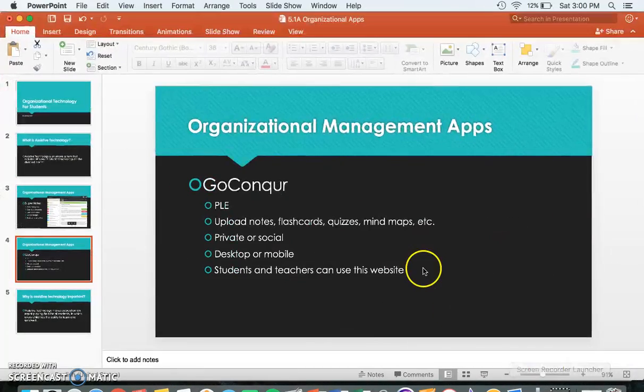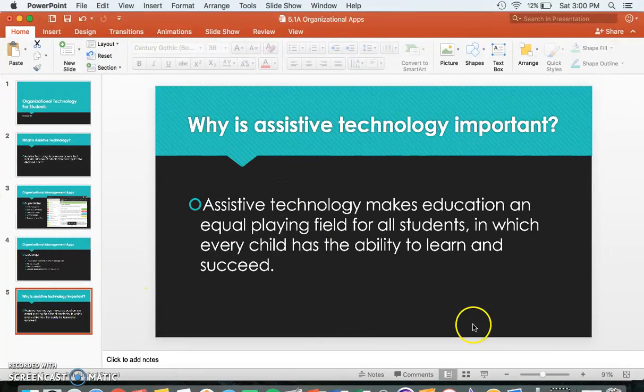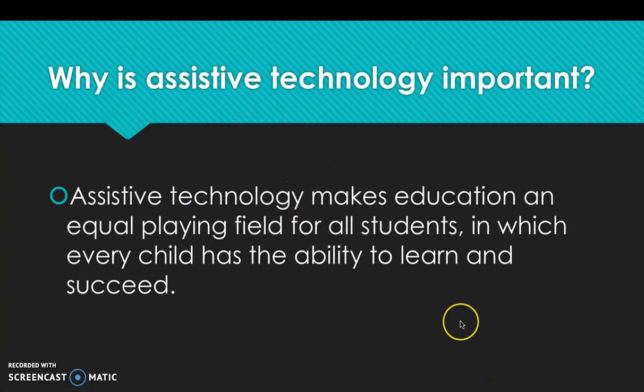So assistive technology is important for students because it makes an equal playing field for every child to have the ability to learn and succeed. I hope that you start using one or more of these apps in your classroom to help your students stay organized. Thank you.